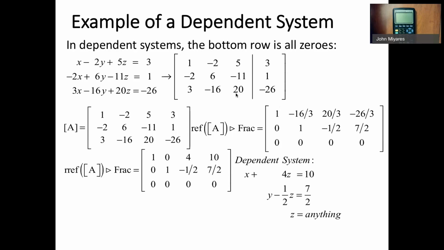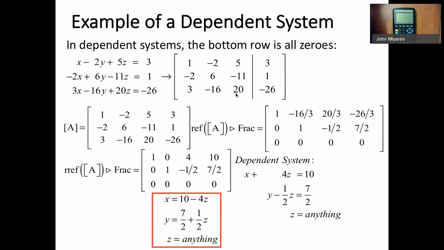Typically, what we would do when we write out this equation is to solve for each variable in terms of z. So here's the equation: x equals 10 minus 4z, and y equals 7/2 plus 1/2 z. But z can equal anything. So if we said, let's let z equal 1, you're going to get certain answers for x and y. For z equals 1, you'll get x equals 10 minus 4, which is 6. If z equals 1 on the y equation, you have 7 halves plus 1 half is going to be 8 halves, or 4. So one possible solution is going to be 6 for x, y is 4, and z is 1.